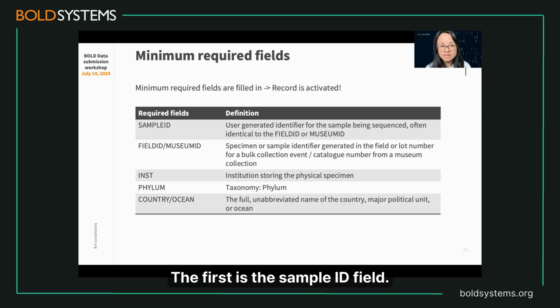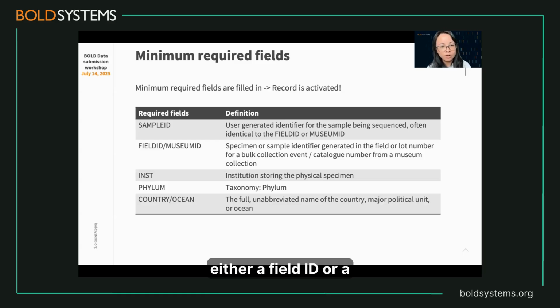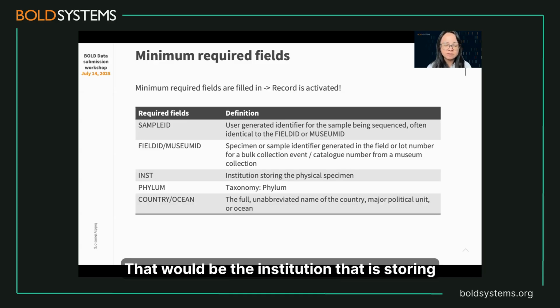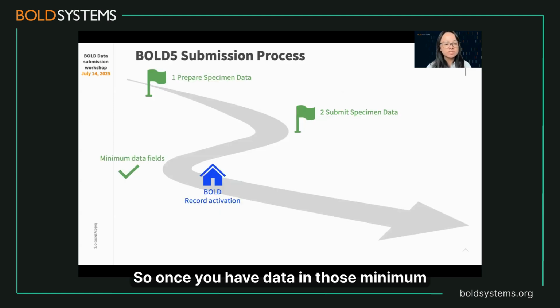The first is the sample ID field. It's an identifier that the user enters. It's usually equivalent to the field ID or the museum ID. The second required field is either a field ID or a museum ID. And the third required field is institution. That would be the institution that is storing the physical specimen. The fourth required field is phylum, and the fifth would be a country or an ocean. So once you have data in those minimum required data fields, your record is activated on BOLD immediately.